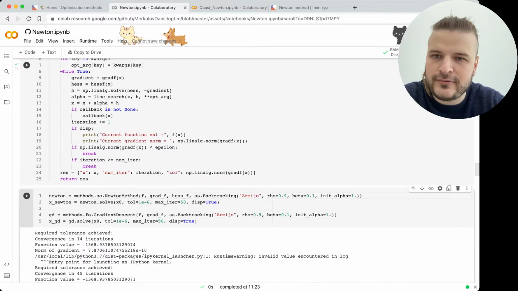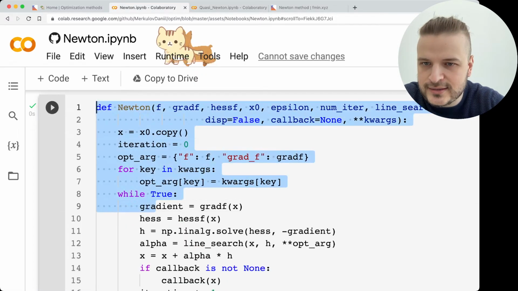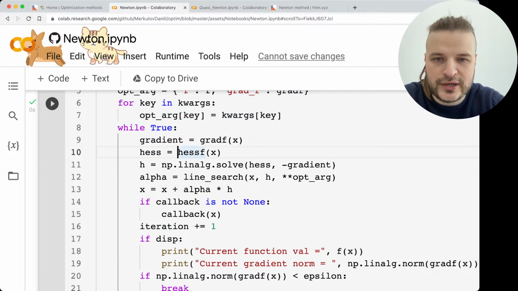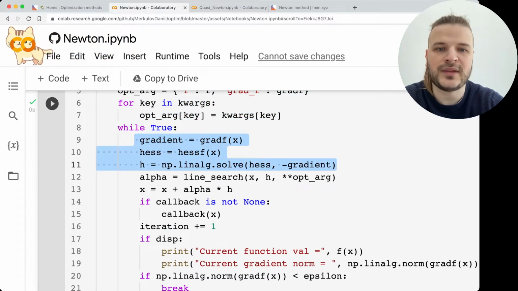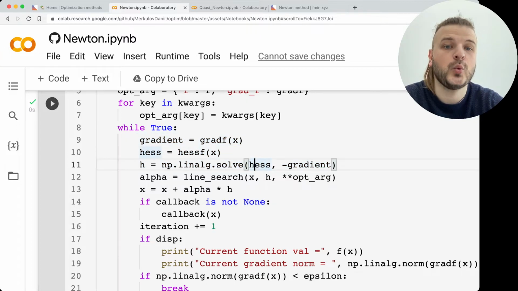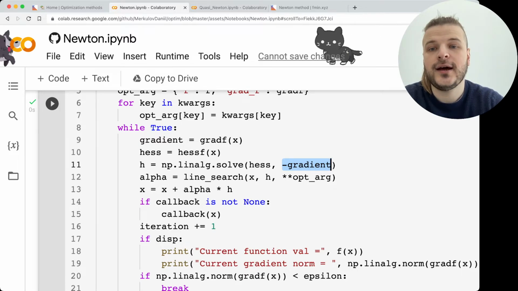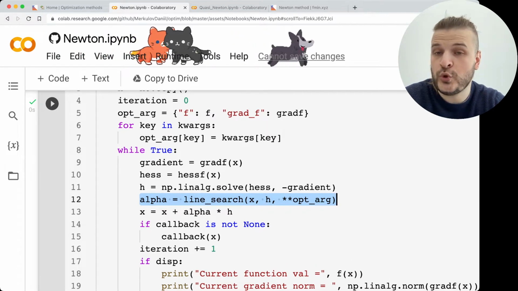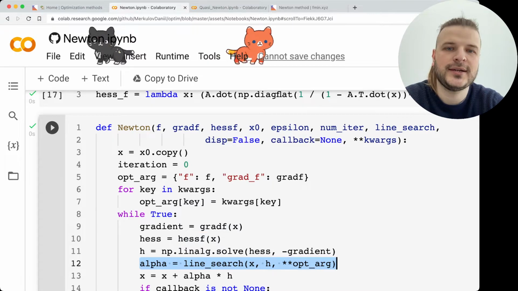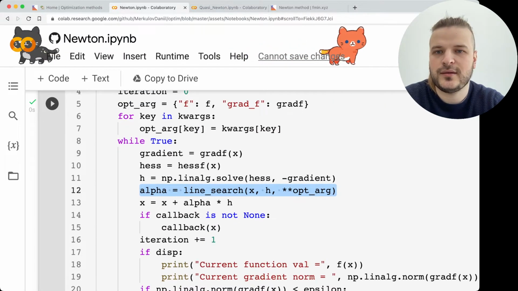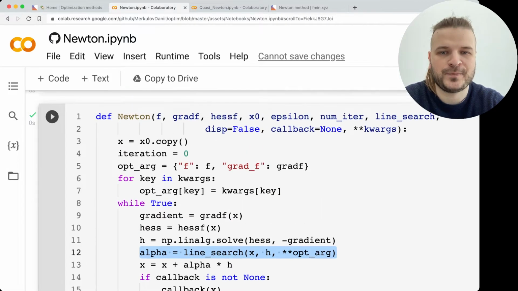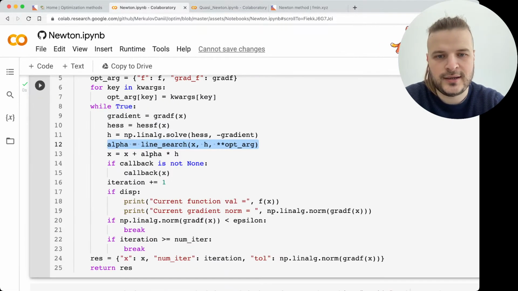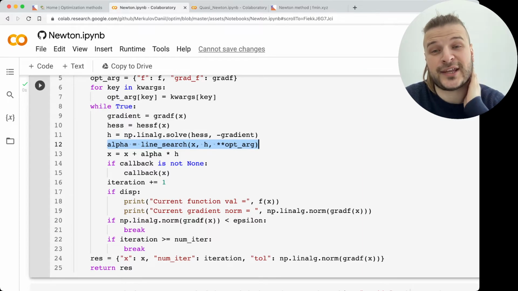Here we have the Newton method. Again, we have a gradient. Let's take a closer look here. We have a gradient of the function, we have a Hessian, and we're solving a system with the Hessian as a matrix and an anti-gradient as a right-hand side. Also, we're applying a line search procedure, which makes this Newton method a damped Newton version, right? Line search is implemented using, as far as I remember, the golden ratio algorithm here.